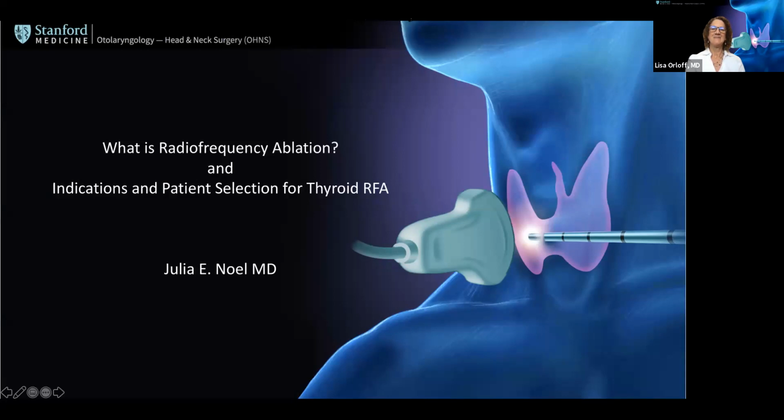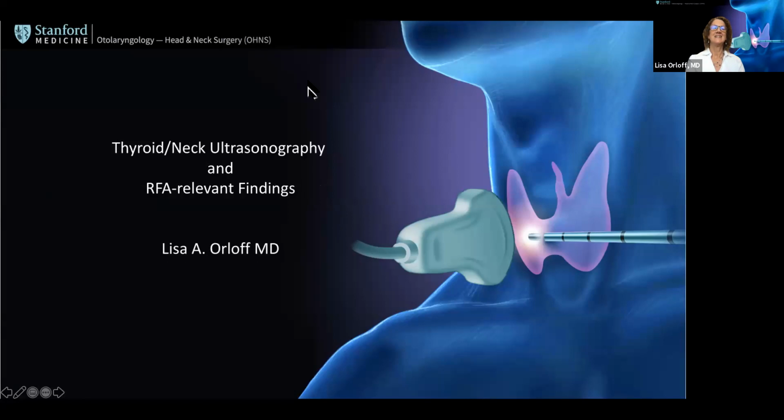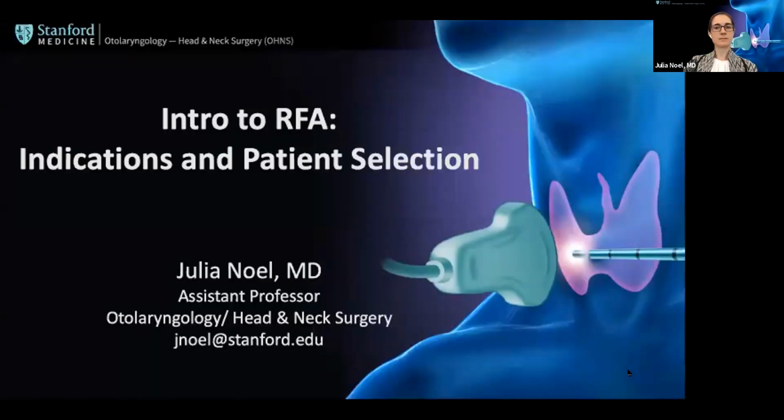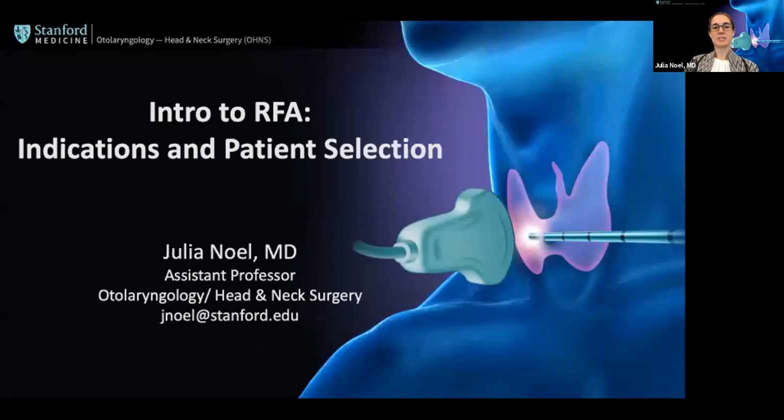So let me unshare my screen. Let's see here. Pardon me for a second. There we go. Okay, I will go ahead and share my screen. Everyone able to see that okay? Good. Okay.